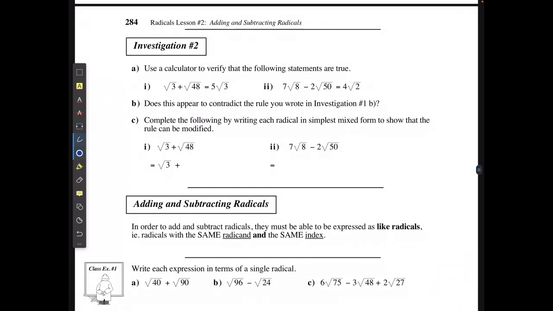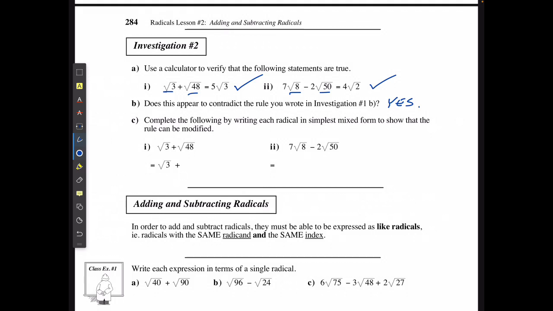If I plug this in my calculator, the square root of 3 plus the square root of 48, or 5 root 3, that is true. If I put in 7 root 8 minus 2 root 50, and then I put in 4 root 2, they are equivalent. Does this appear to contradict the previous rules we had? Yes. They're combined, but they're not the same radical. Square root of 8 isn't the same as square root of 50. Square root of 3 is not the same as the square root of 48.